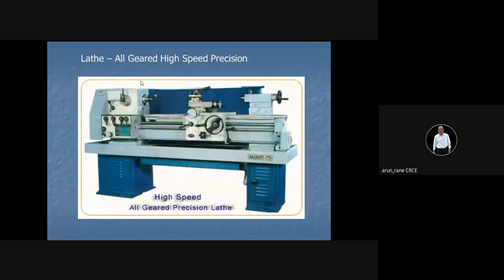Then the previous one was belt driven, whereas this is your geared high speed lathe. Geared high speed means what? You have the motor here, and from the motor the drive is transmitted through the gears. So gear drive is more accurate, and that's why we call it an all geared high speed precision lathe.